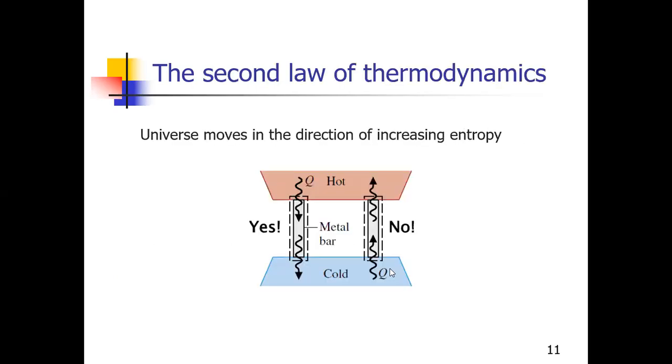Now I am not writing the mathematical form of the second law of thermodynamics. We will do that in the next class, but we are going to loosely define it. Loosely defining means that the universe moves in the direction of increasing entropy. So your entropy is always increasing in this universe. This is the reason why heat flows from hot to cold, not from cold to hot.